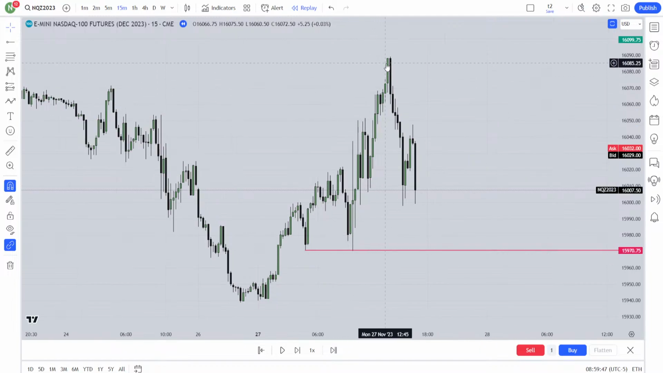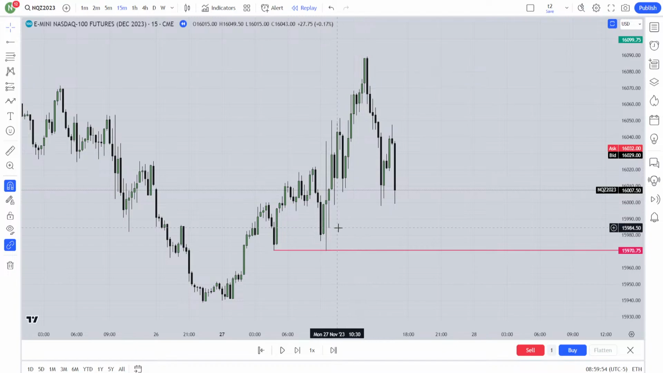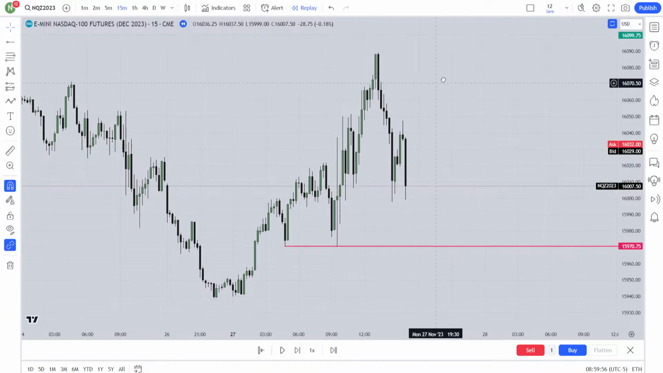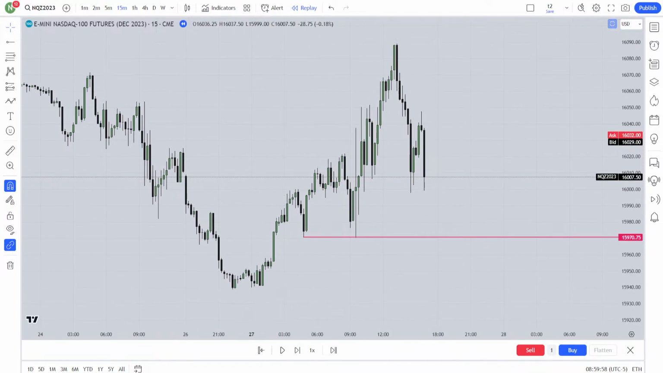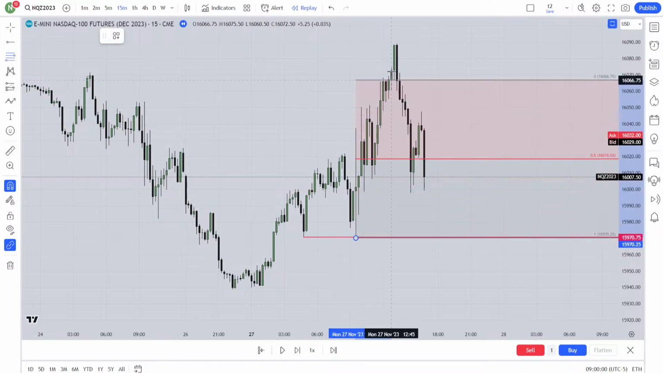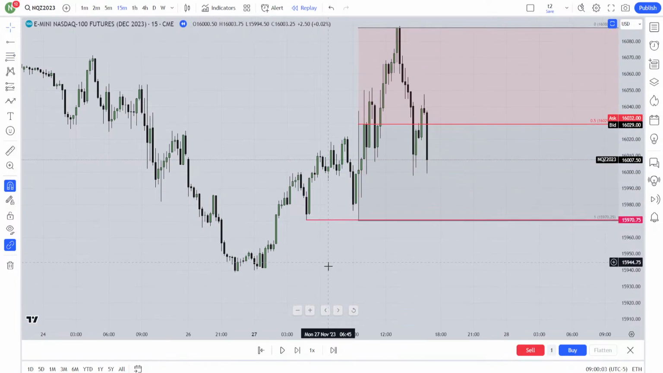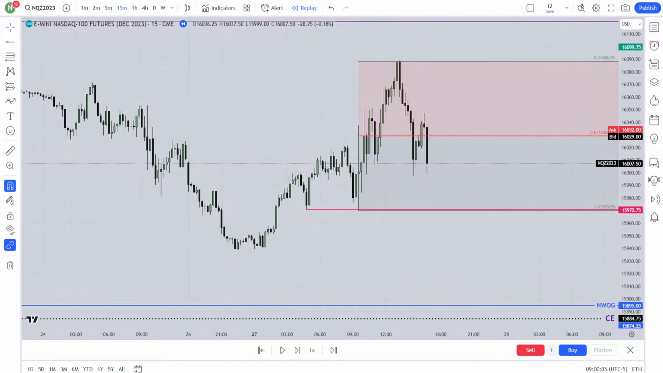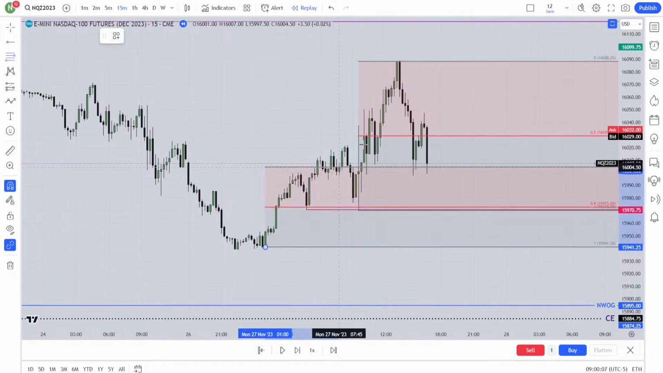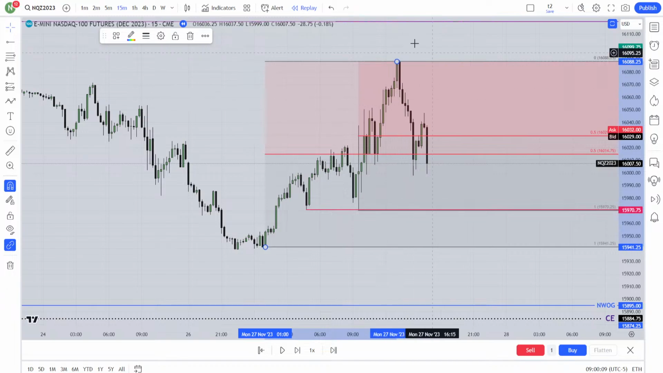For me, only ICT really knows which leg you have to mark for marking your premium and discount. This is a 15-minute chart. This is a leg. Okay, and this is a leg. Now, if you mark from here to here, that is a price leg, and from here to here, that is also a price leg. From this leg, this is your premium, this is your discount. Below that 50%, this is discount.